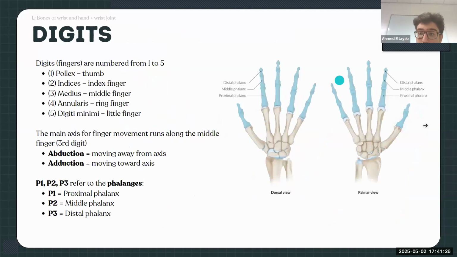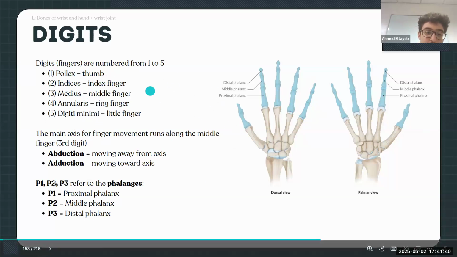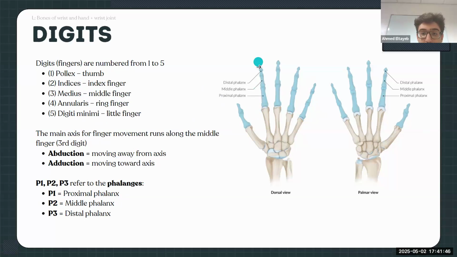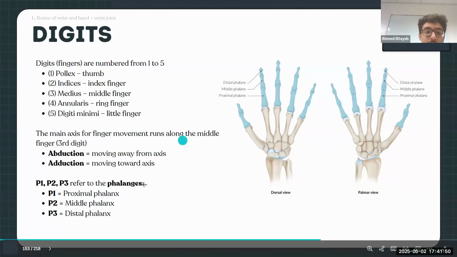Digits are very important for our dexterity. These are the names of them. You don't really need to know each one, but it's for your own reference. Of course, you need to know the pollex and digiti minimi. Indices, you have extensor indices. But what is important here is how the phalanges are referred to. You have P1, P2, and P3, for proximal, middle, and distal, respectively.